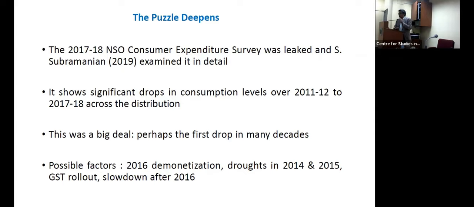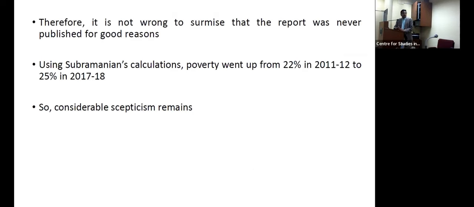So it's possible that if one were to do this in 2022-2023, it wouldn't look so bad. But the 2017-18 numbers did not look good. And even though Subramanian presents Karanjanathan estimates in the several pieces he wrote on it, he provides enough information for us to back out other estimates too. In particular, I calculated myself the extreme poverty line using the leaked data that Subramanian analyzes. And essentially, it went up from about 22%, which I already reported earlier, to 25% in 2017. Okay, so that's the story.